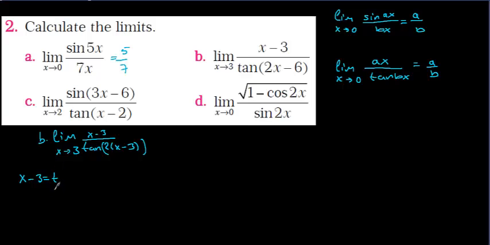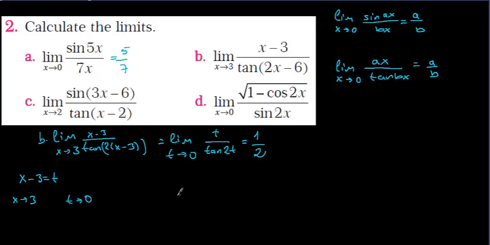Let x minus 3 be equal to t. Then when x tends to 3, t tends to 0 also. So the expression becomes the limit as t tends to 0 of t over tangent 2t, which is equal to 1 over 2. It's the same for this expression. Here x minus 2 is t, so 3 times x minus 2.